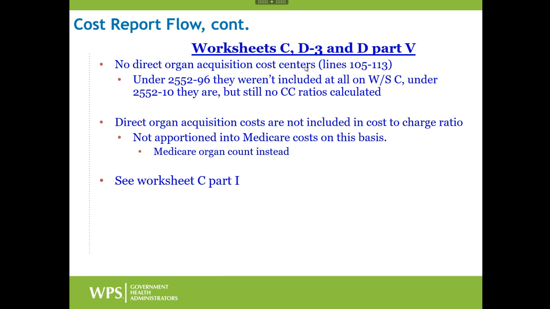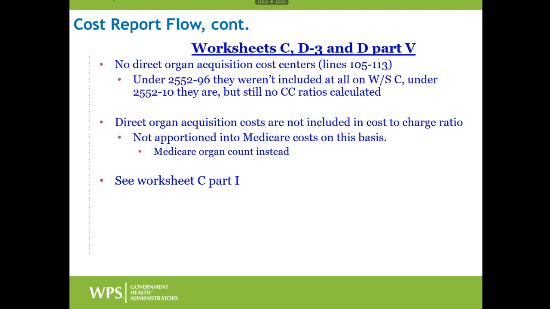So now we get to worksheets C and the D series. With worksheet C, we're talking total charges for all types of services provided to all patients. Now, under the old 2552-96 form set, they weren't included at all. Worksheet C just stopped before you got to these lines. Under 2552-10, they are there, the new hospital form set, but there is not a cost to charge ratio calculated because it's not relevant. And when we get to D-4, we're going to see why that's not relevant.